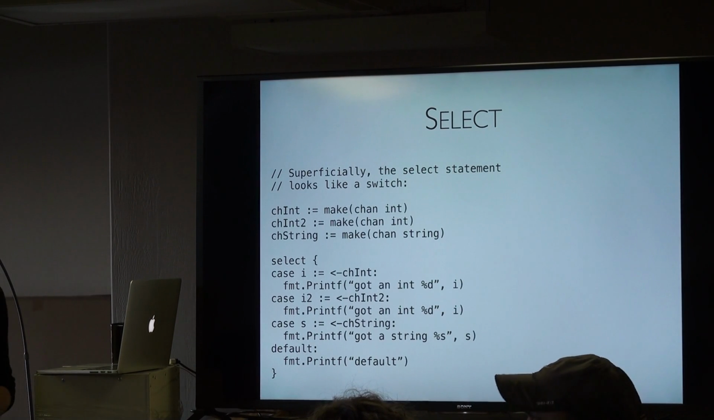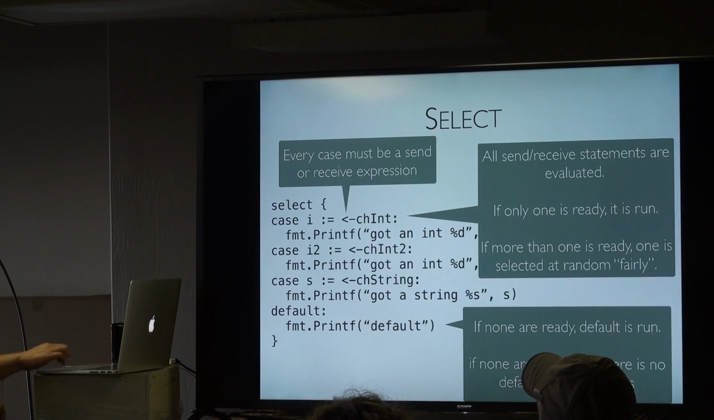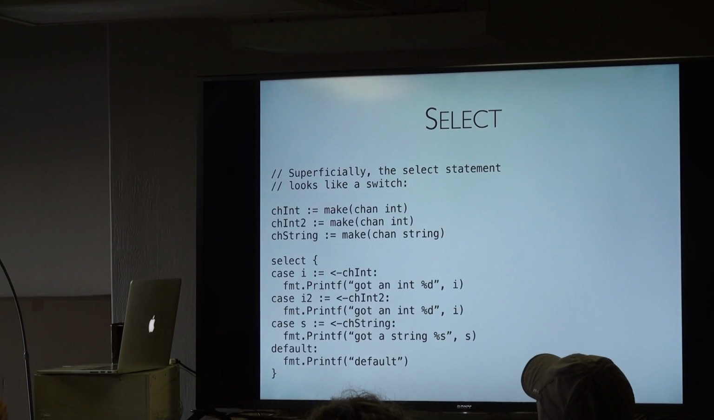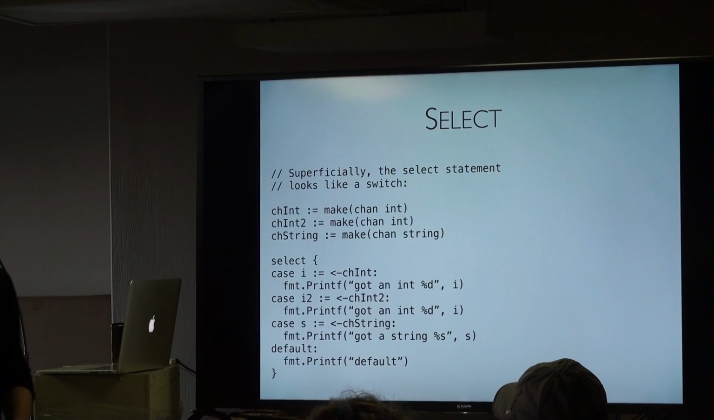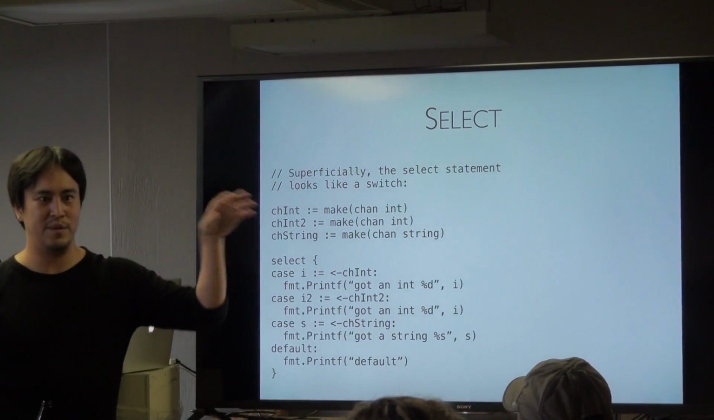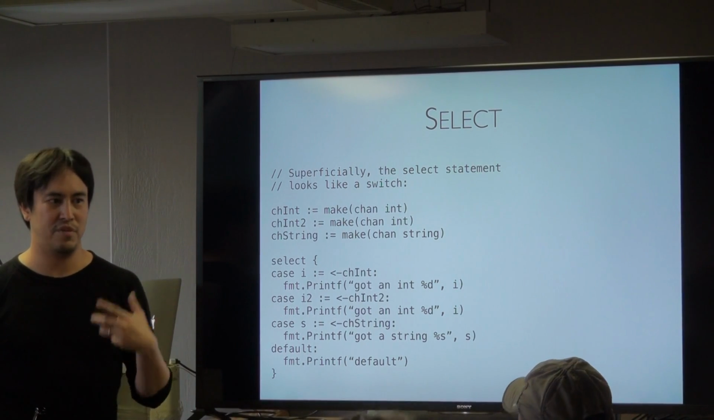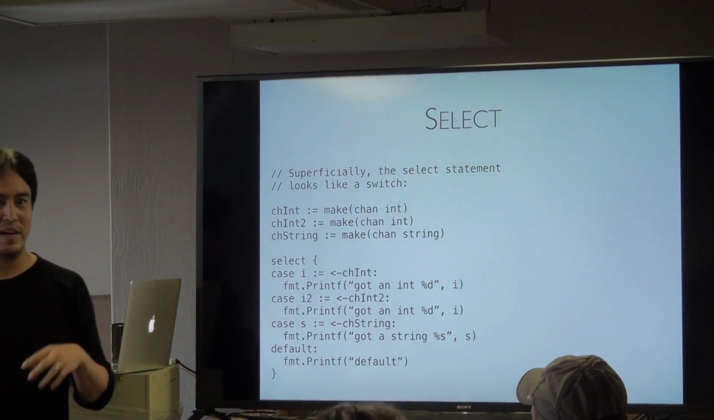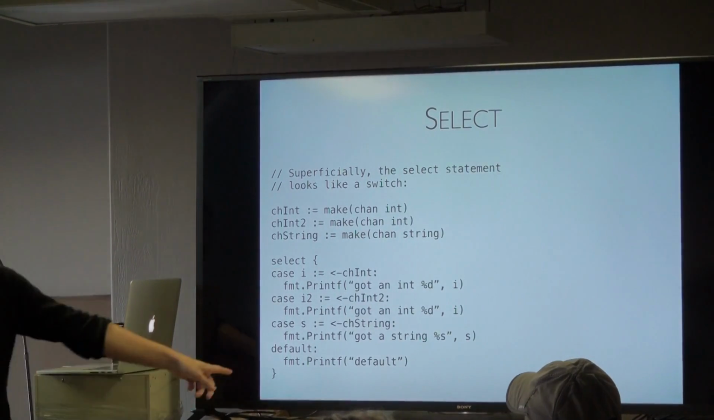Is there any notion of fairness? Yes, we'll get to that. So what happened to the default then? I'm sorry? What happened to the default? If none of them are ready, you're going to get default. So if all 3 of these channels are still blocking, because the goroutines responsible for sending on them are asleep or broken or something, then you're going to get the default statement.